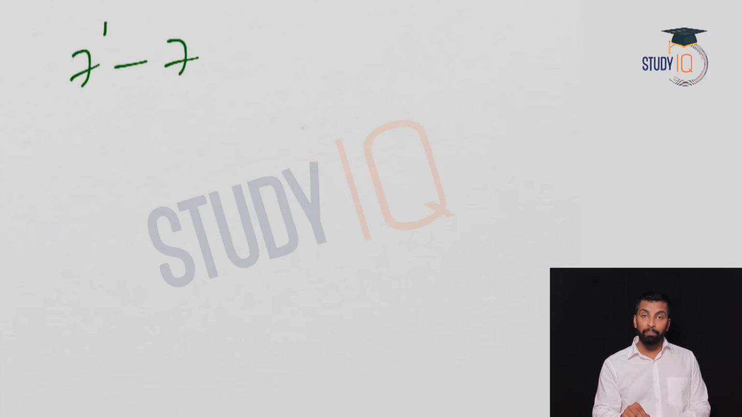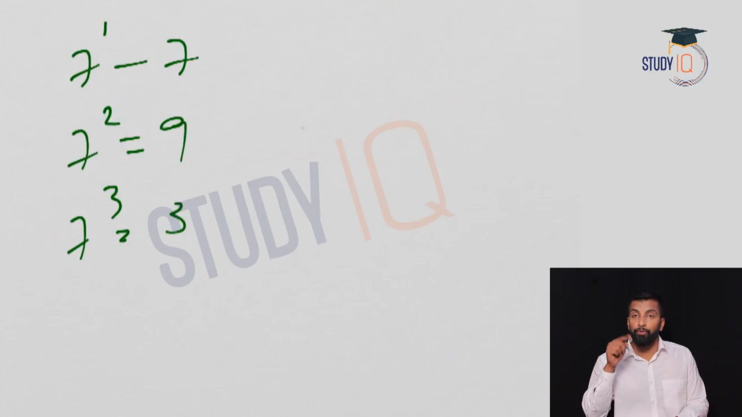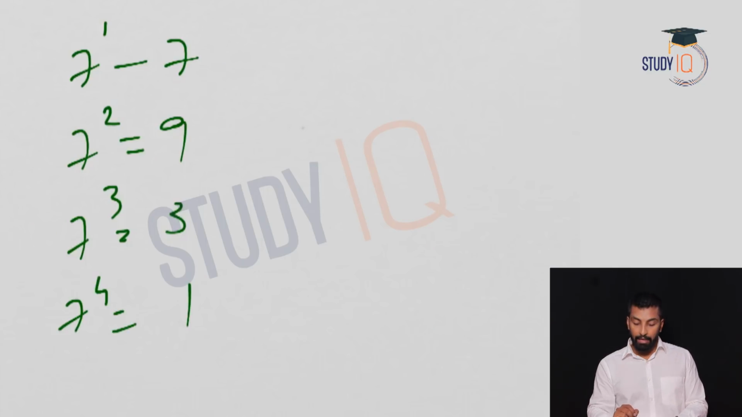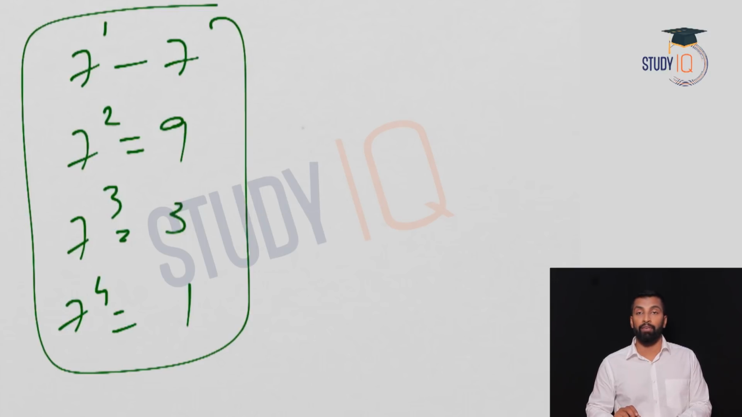7 raised to 1 is 7. 7 square is 49, so 9. 7 cube is 9 into 7, that is 63, so 3. You don't need to multiply 49 into 7 to get 343, that's not required. 9 into 7 is what is required. Similarly, 7 raised to 4 is 3 into 7, that is 21, so 1. So these are the 4 possibilities for 7. Let me discuss 2 itself first, then we will move on to 7 and the others.